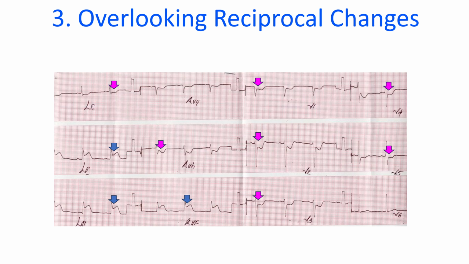Focusing only on the leads showing ST elevation can lead to missing the bigger picture. For example, seeing ST elevation in lead 3 and assuming it's a localized issue without looking for ST depression in AVL. Reciprocal ST depression is often the earliest sign of an evolving myocardial infarction. If you see elevation in inferior leads 2, 3, AVF but don't see depression in AVL, you should be highly suspicious of pericarditis rather than a STEMI. True STEMIs almost always have a reciprocal reflection in the opposite leads.